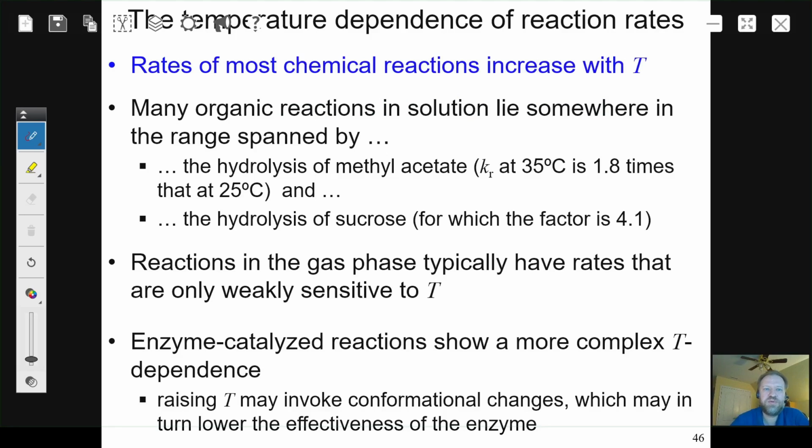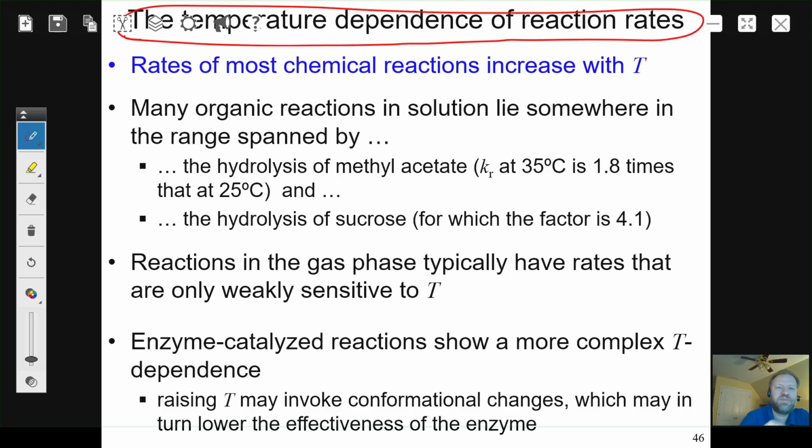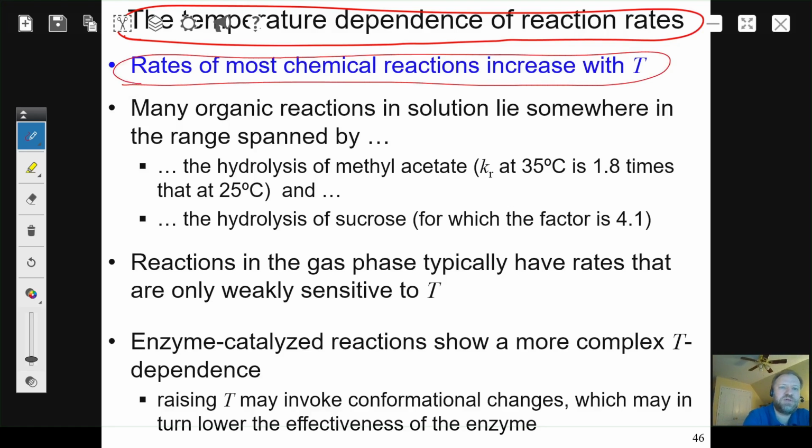In this video, I'm going to discuss the temperature dependence of the rates of chemical reactions. I'm also going to talk about factors that influence and to some extent control that behavior. And finally, I'm going to go over some of the physicochemical techniques that allow us to study the rates of chemical reactions. Well, experiments show that the rates of most chemical reactions increase with temperature.